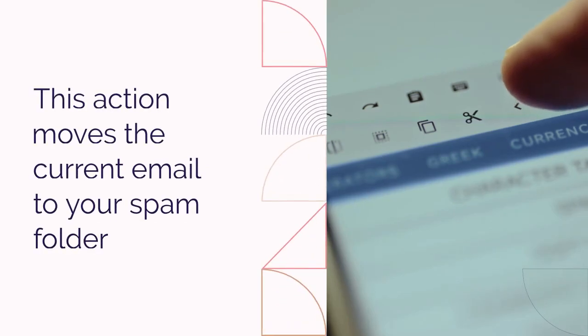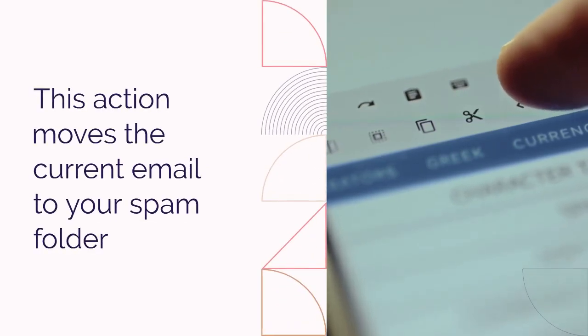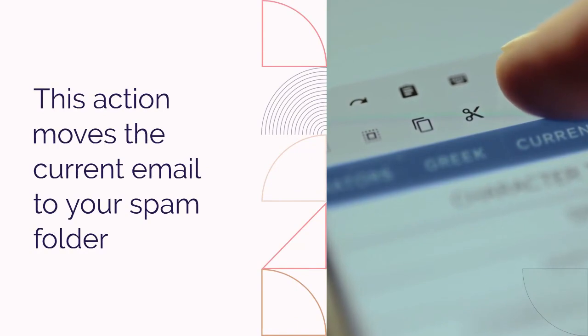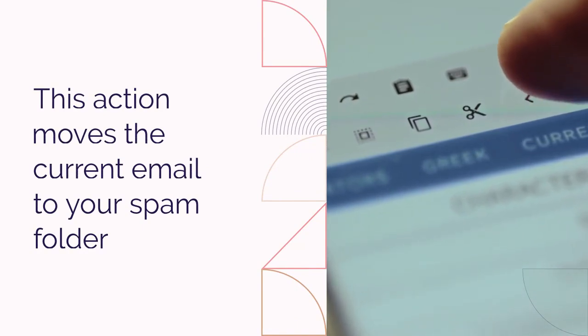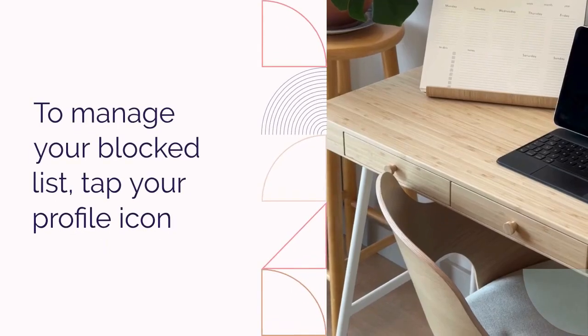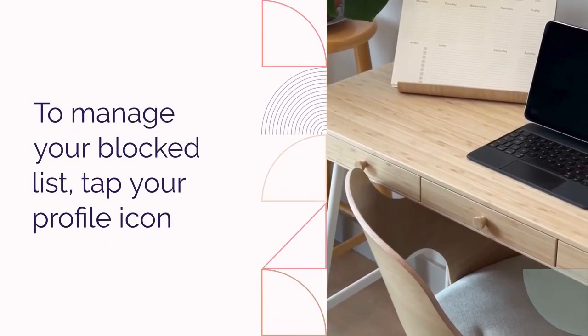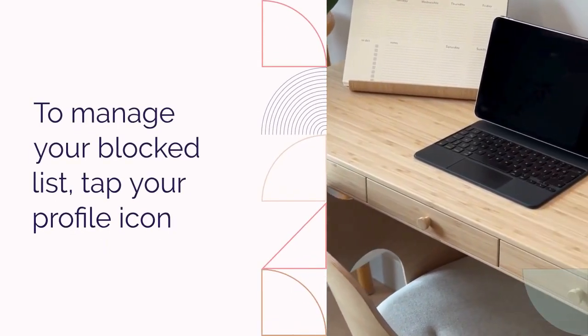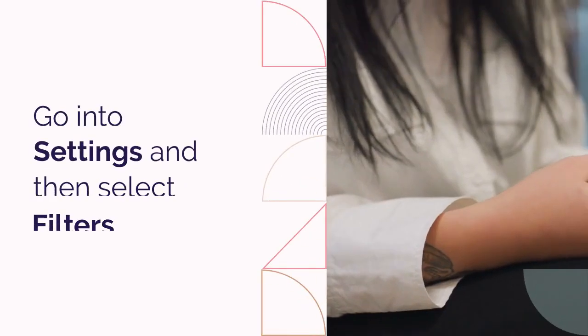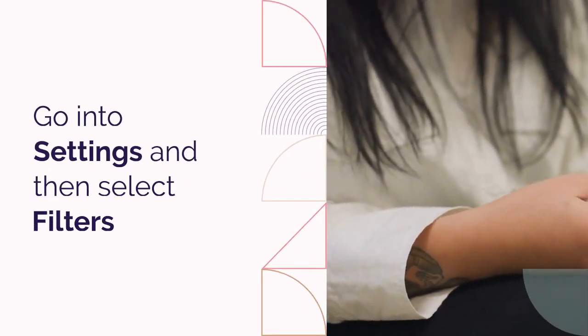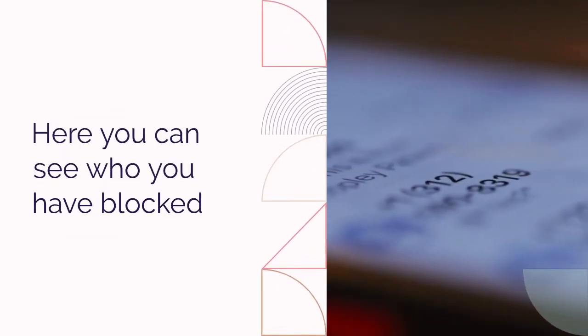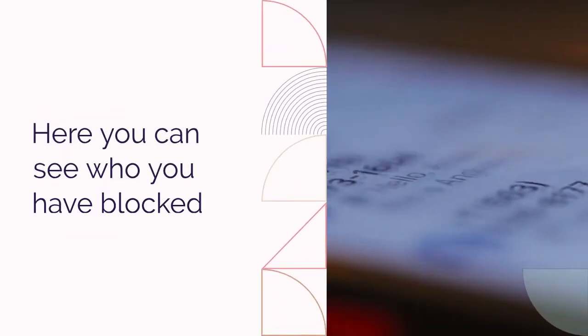This action moves the current email to your spam folder and ensures all future messages from this specific email address are automatically blocked. If you want to manage your blocked list later, tap your profile icon in the top left corner of the app. Go into Settings and then select Filters. Here you can see who you have blocked and make changes if necessary.